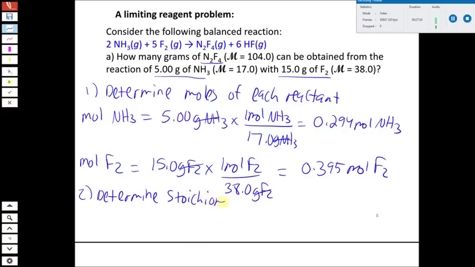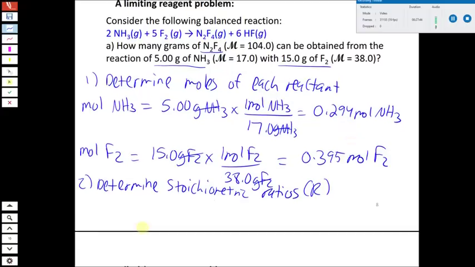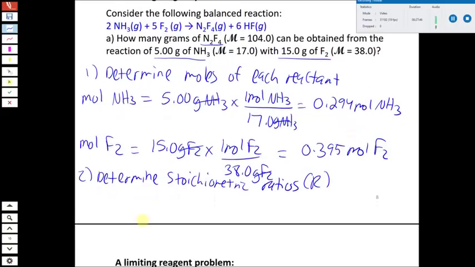That's the second step. The nice thing is, at least for one of the two, calculating the number of moles is not a useless quantity. So it's not like we're going to necessarily throw these numbers away when we're done. We're going to use one of them. But we have to determine stoichiometric ratios first to identify limiting reactants. So we do it for NH3 first. We take the moles of NH3 and divide it by the coefficient, which is 2.